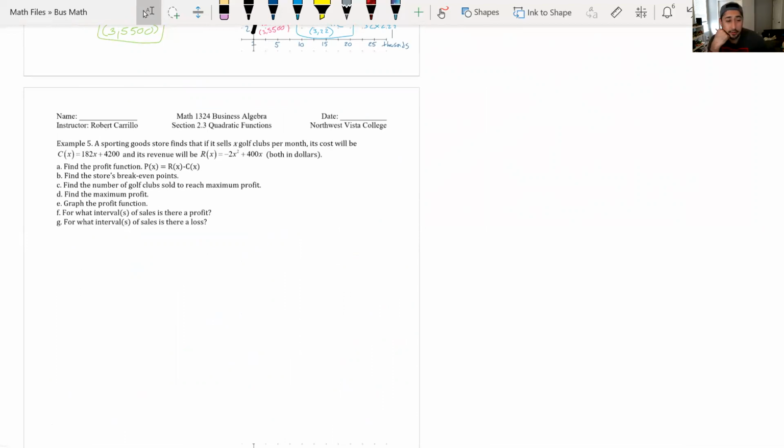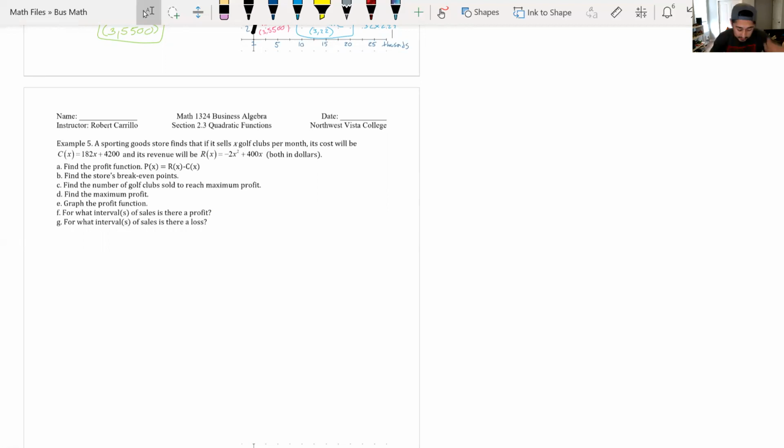A sporting goods store finds that it sells X golf clubs per month. Its cost will be 182x plus 4,200. Revenue will be negative 2x squared plus 400x, both in dollars. Find the profit function, find the break-even points, find the number of golf clubs sold to reach max profit, find maximum profit, graph it, find intervals of profit and loss. Ooh, here we go. Okay.